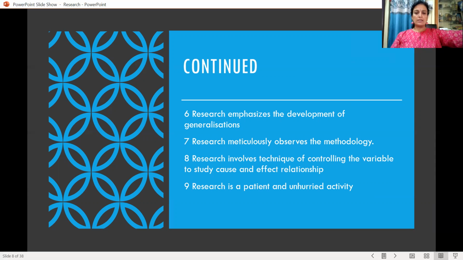Research is a patient and unhurried activity. There should not be any kind of hurry. It's a patient, it's a silent activity. That means you have to dedicate the time for it. You should wait for the results. There should not be any hurry activity. Research requires courage.